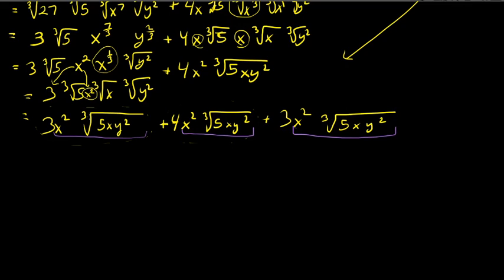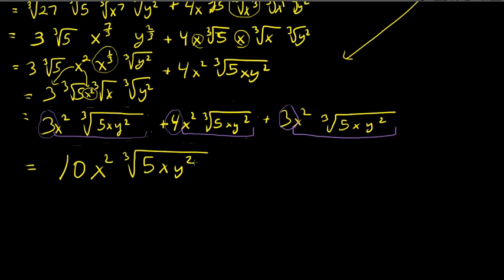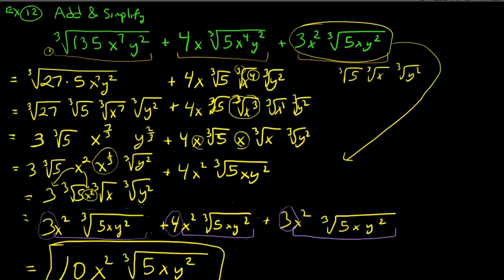So they're all identical. The only thing that's different are the coefficients, right? 3 plus 4 plus 3. Well, 3 plus 4 is 7. 7 plus 3 is 10. So that's 10. We still have the x squared, and then we still have the cube root of 5xy squared. So finally, we are done. That should be our final answer to the original problem up here.